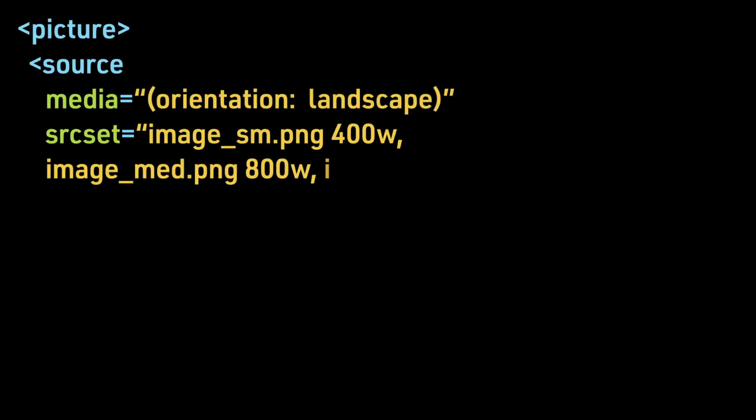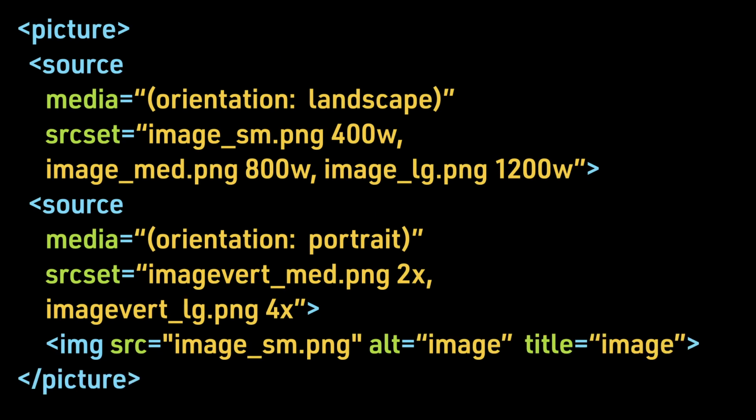In this example, the media attribute is used to specify which group of images to evaluate first, based on whether we are on a device with a landscape orientation or a portrait orientation. Based on the width of the screen, the browser will then choose the appropriate image in the first example. In a portrait orientation, the browser will choose the correct image based on the pixel density of the device.